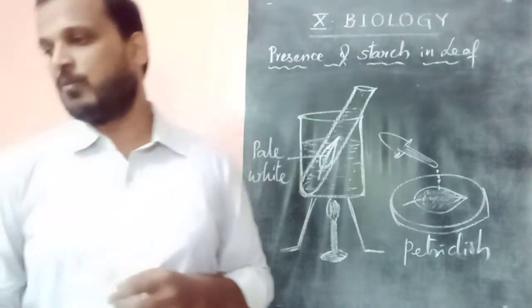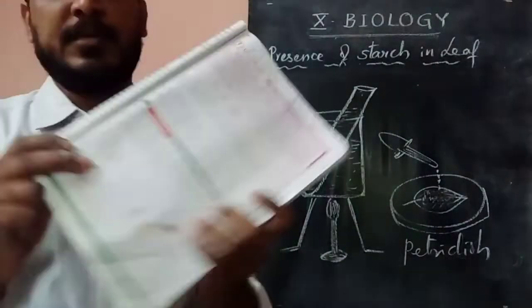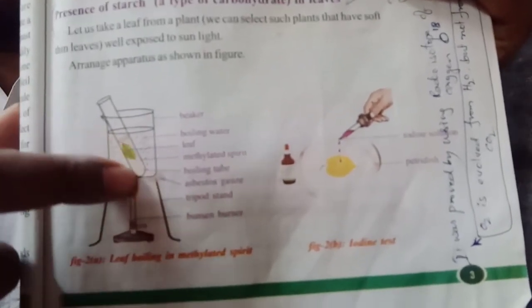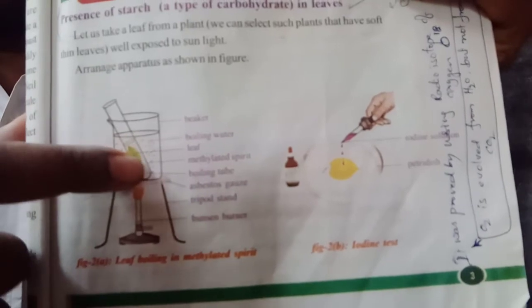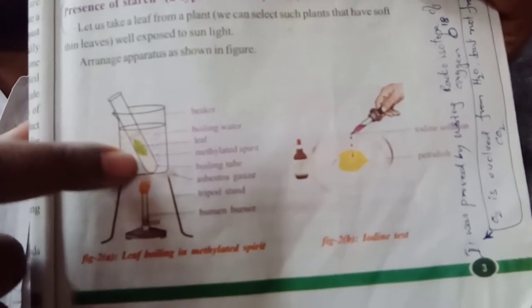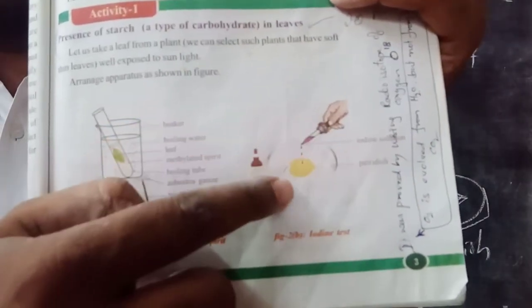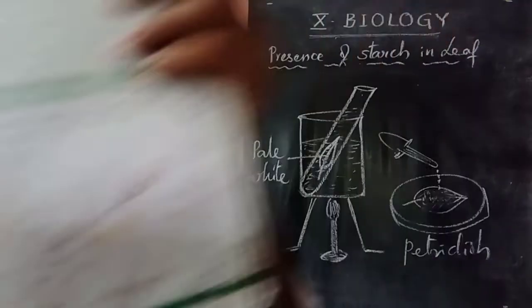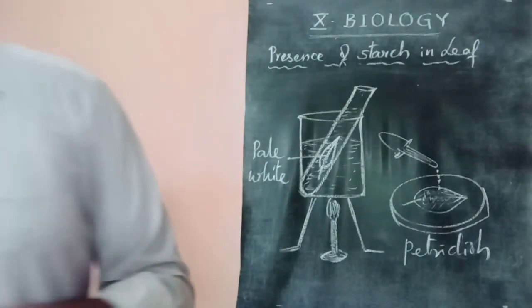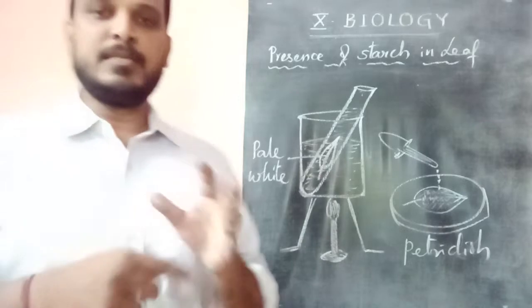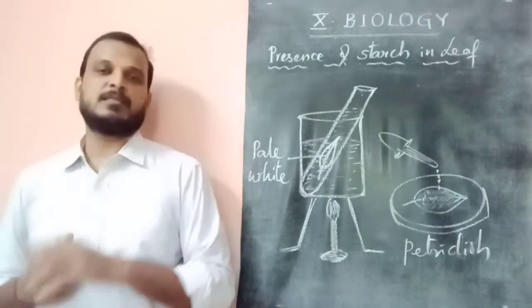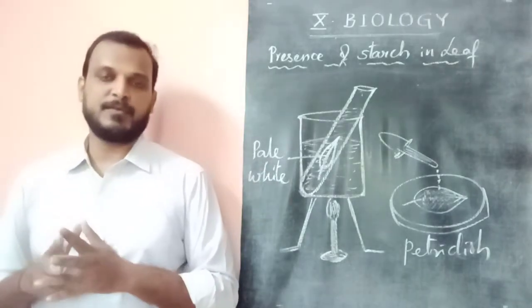So this is an experiment. Once again I show the picture that is in your textbook. This is the picture, dear children. I will send it to you. Observe the same: the leaf is boiled in a water bath in a test tube, and the leaf slowly turns pale in color. Then it is taken into a petri dish and iodine drops are added, and it finally gives a positive result, a bluish black color. So by this we proved the first experiment, an important experiment for our exams.